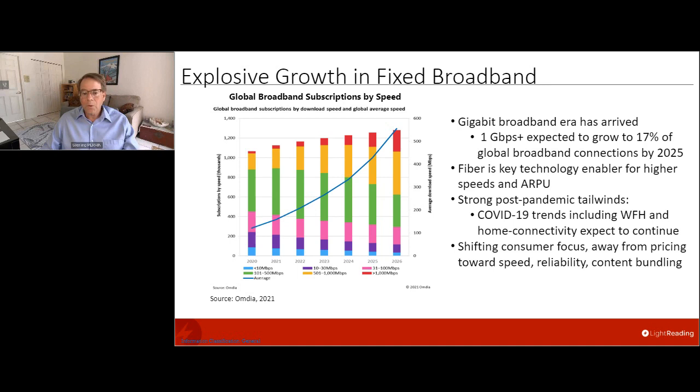One interesting thing that we're seeing is a shift in the consumer focus away from a sharp focus on pricing and really moving towards greater speeds, but also greater reliability is becoming a very important metric. Really as we move into the post-COVID era of broadband, our research is already starting to show this renewed or increased focus on the reliability side. So that's kind of a zoom in of the trend.